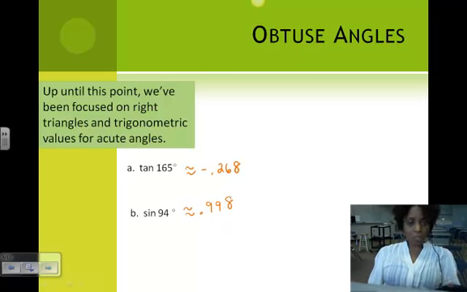Make sure that your calculator is in degree mode, because that's what's going to give you the right values, because we're using degrees for our angle measures. So that's just a quick thing on how to find the trig functions for angles that are bigger than 90 degrees, that are obtuse.